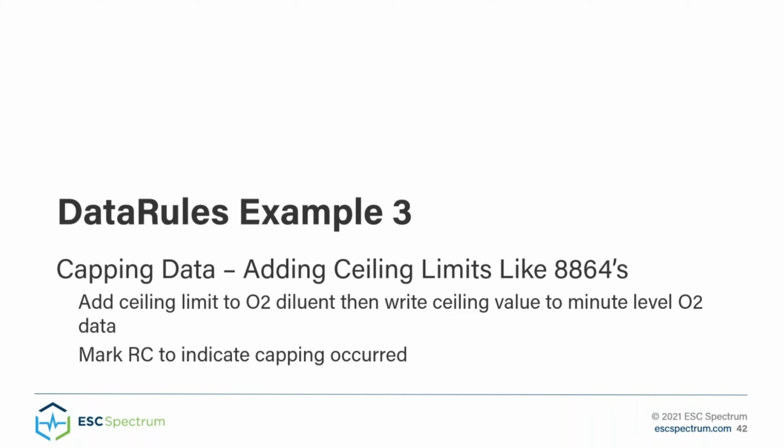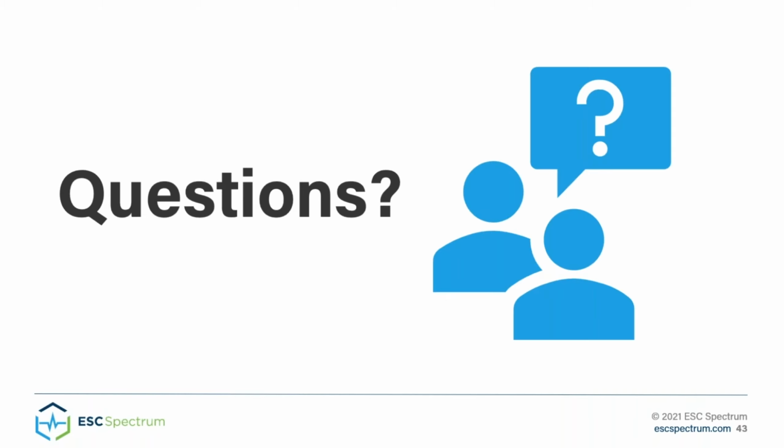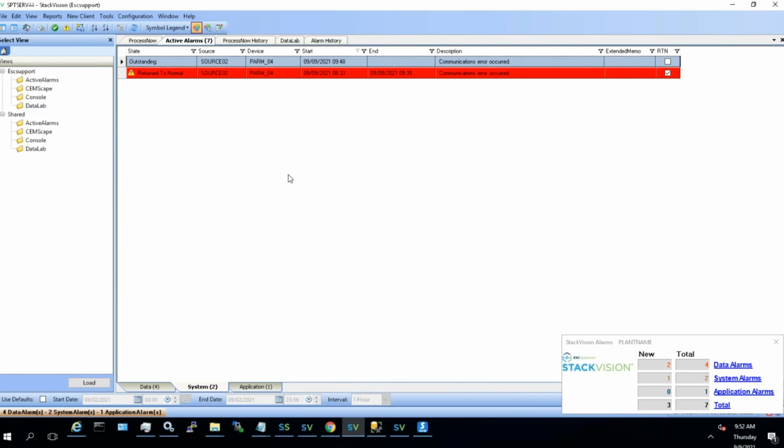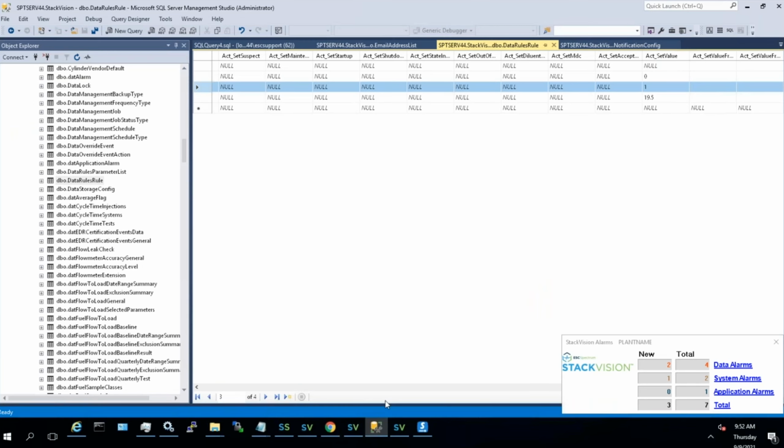Capping data and changing data if there is a ceiling value associated with, in our example, O2 as a diluent. So the parameter reaches a point, a cap, and then once it surpasses that cap, we're going to write data to it via data rules. As an option, we're marking a reason code to indicate capping occurred. So, whiz by this.